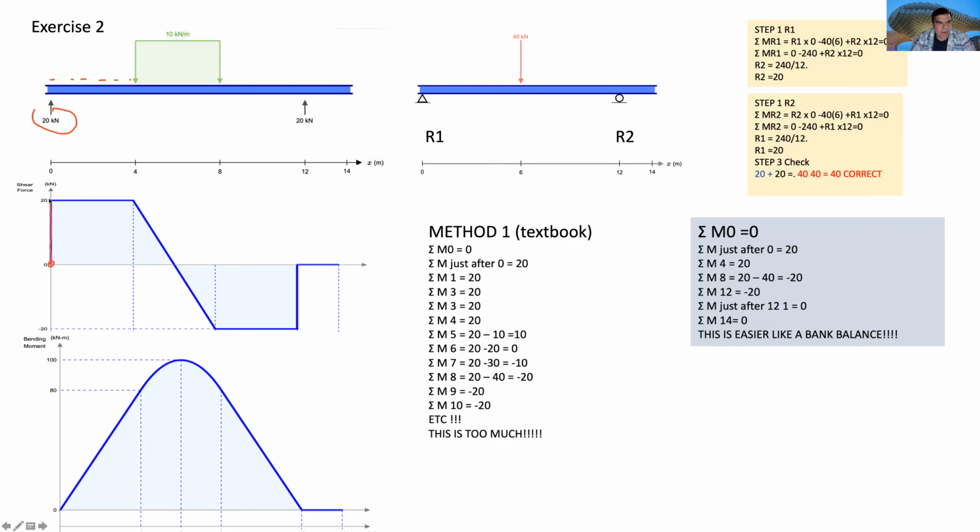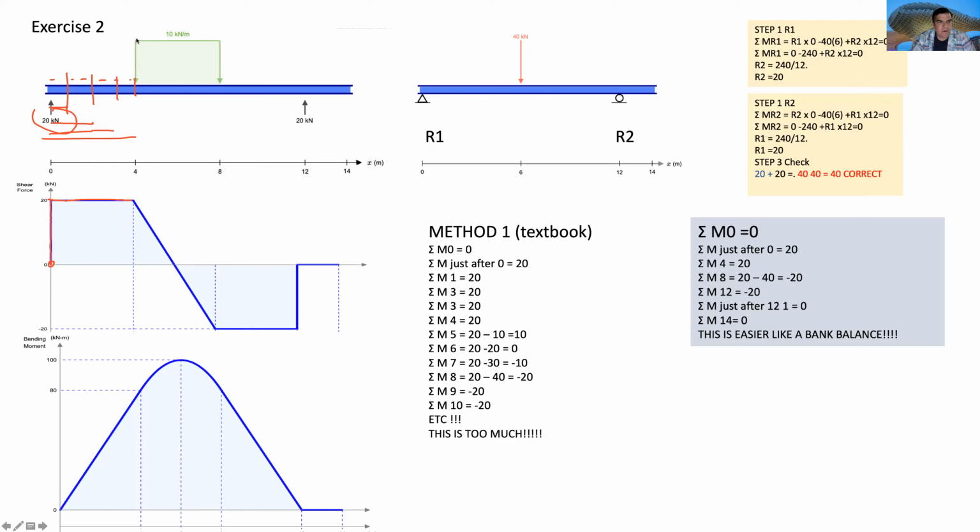And I continue. It's like I cut the beam. If I cut the beam here, this is 20. If I cut the beam here, we still have 20. If I cut the beam here, we still have 20. We don't need to cut the beam so many times. We just go straight. We know that it's 20 until here.